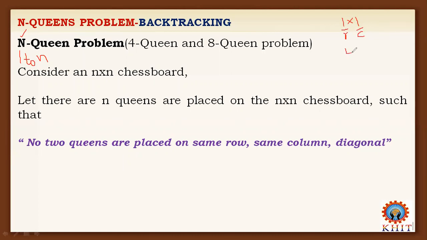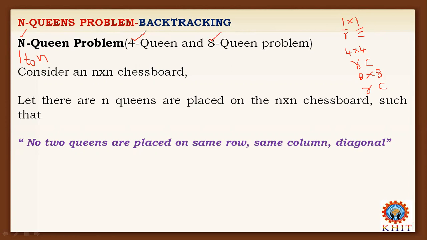If it is 4 by 4, I can consider this a 4 by 4 chessboard, that means 4 rows and 4 columns. And if it is an 8 by 8 chessboard, 8 rows and 8 columns. So in this way, we can consider the n-queen problem. In this video, we will focus on how to solve the 4-queen problem and the 8-queen problem by using the backtracking technique.